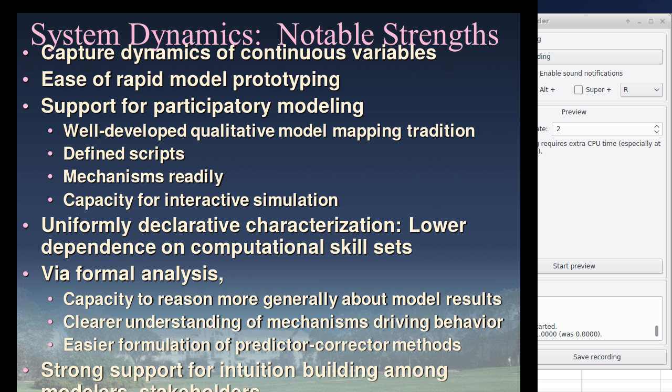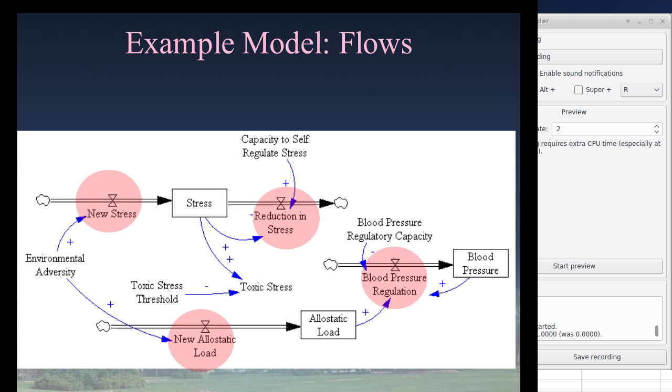So system dynamics, some notable strengths. Captures dynamics of continuous variables. You'll notice that all of these are continuous quantities. I have more stress or less stress. I have higher allostatic load that's been built up or less. My blood pressure is higher, it's lower. Those are continuous variables, eh?